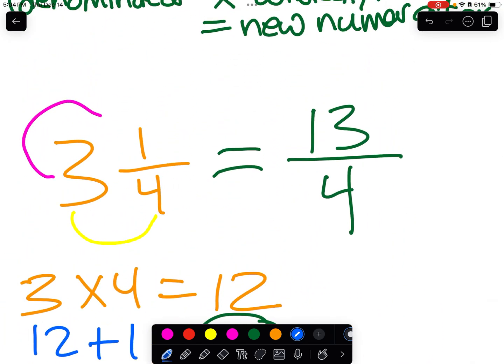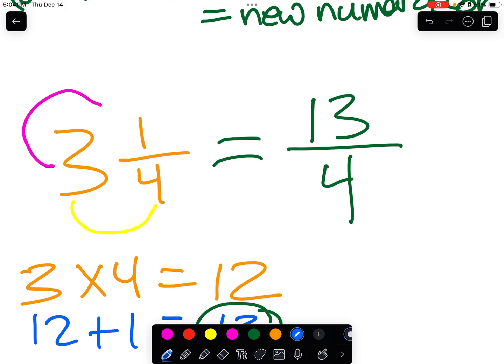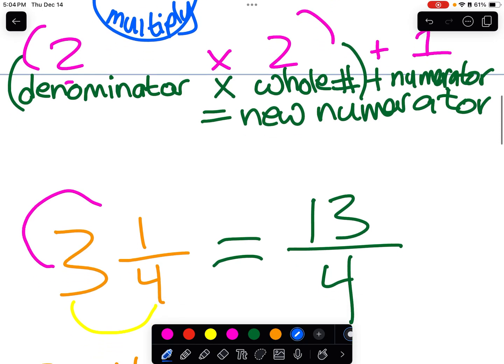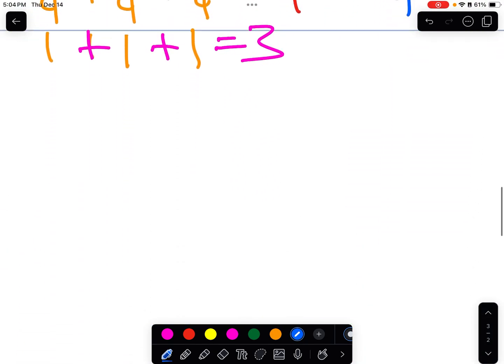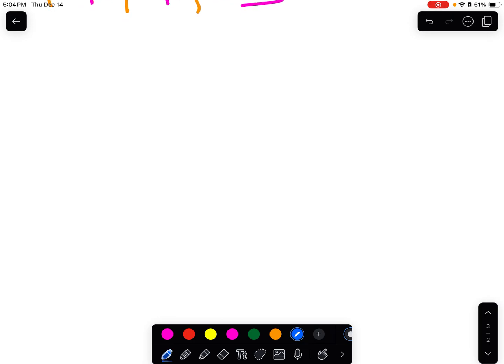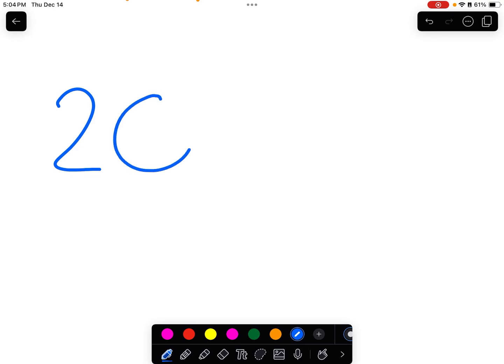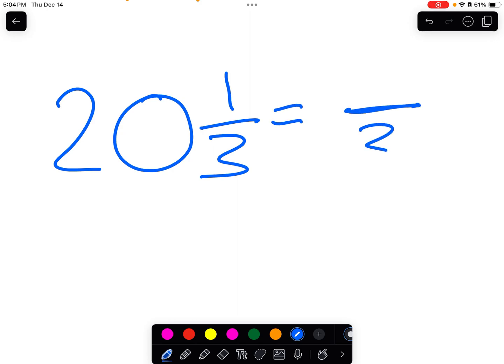But in general, I find that the students I work with, and certainly myself, like the formula of denominator times whole number plus numerator equals new numerator much better. The reason is that sometimes you're dealing with really big numbers. Let's just do an example. Let's do 20 1/3, and we want to convert that to an improper fraction. We already know our denominator because the denominator stays the same from our mixed number.